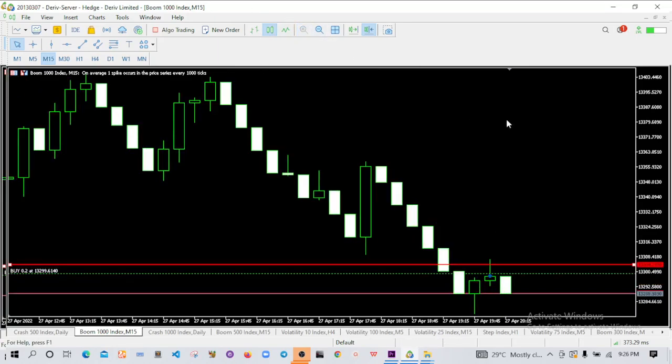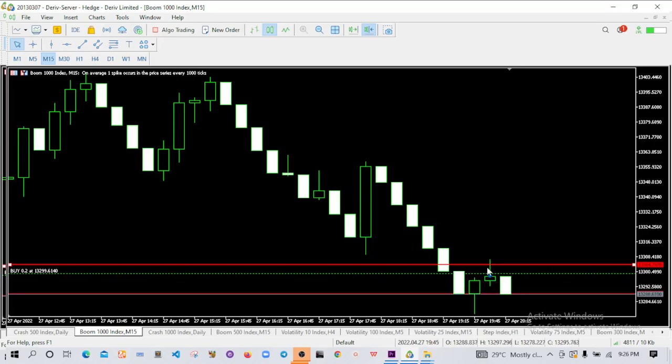Let me zoom in. You can see this pin bar, and that is exactly what I entered. Why I entered this trade: after the pin bar, a bearish candlestick pattern formed, which is, after this hammer, a shooting star formed, but the shooting star is forming on a support.